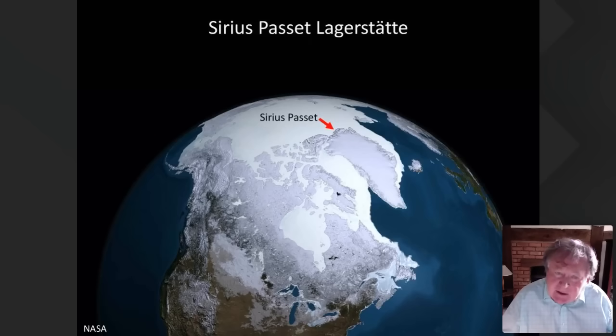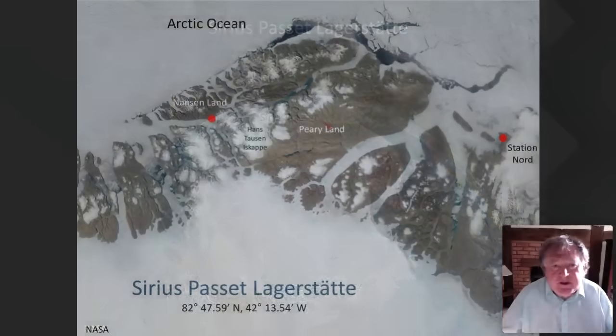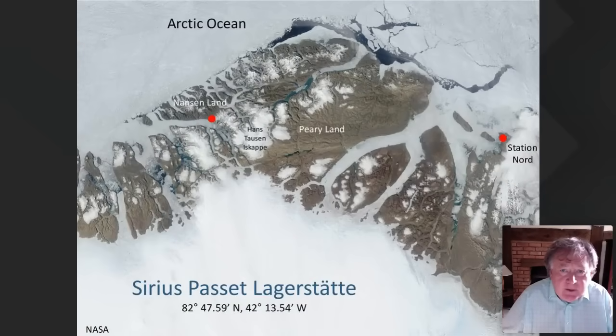If we zoom in on that bit of land at the northern tip of Greenland, it's difficult to comprehend the scale, actually. The locality is over here. This is Sirius Passet, indicated by the red dot. The nearest human habitation is Station Nord, right over on the east coast. That's a weather station, and that's actually 400 kilometers away. So those are the nearest human beings.